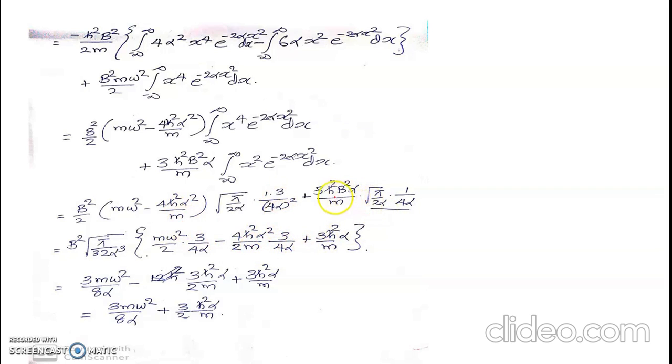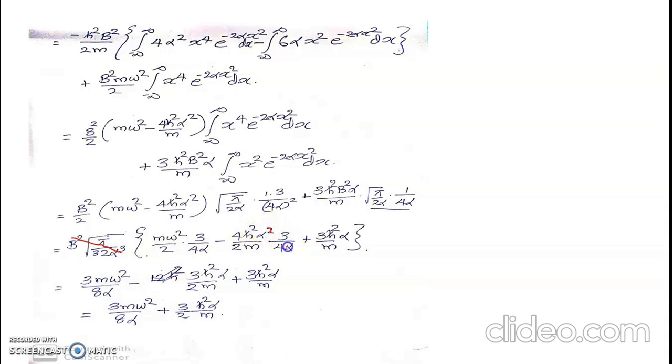Plus, and for this term 3h bar square, b square is taken out again for this term also, alpha divided by m. And this is nothing other than the reciprocal of b square. So b square will be vanishing with this. What remains is 3m omega square by 2 into 4, 8 alpha, minus 4 will be vanishing, 3 by 2 alpha also will be going here.